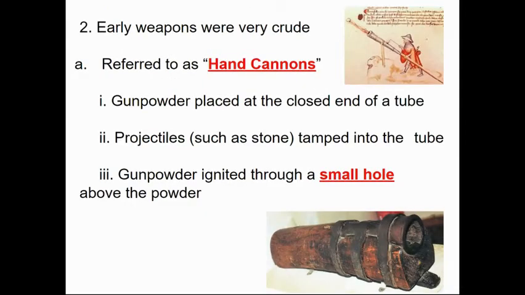Very early weapons that were used were sometimes called hand cannons. And so basically, the gunpowder was placed in the end of a tube, and then some sort of projectile was put into the end of the tube, and then they had to light that gunpowder through a small hole, and then that would be projected.